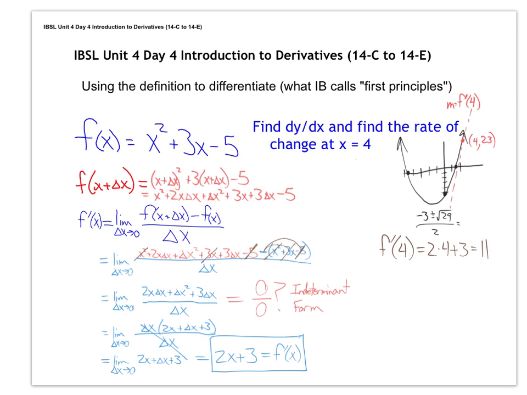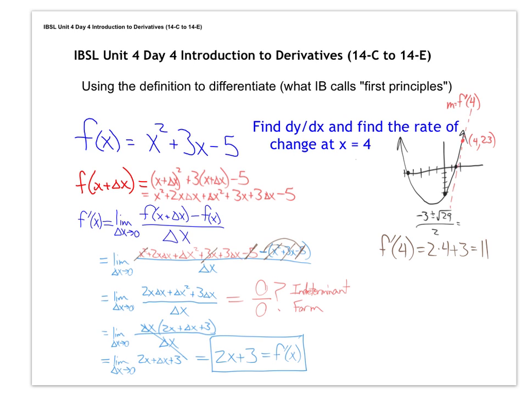So now if I wanted to find the normal line at the point (4, 23), I would just find the slope that's perpendicular to this one, which would be what? Negative 1 over 11. What's the slope at 4? It's 11, right? So the normal line at the point (4, 23) would have a slope of negative 1/11.